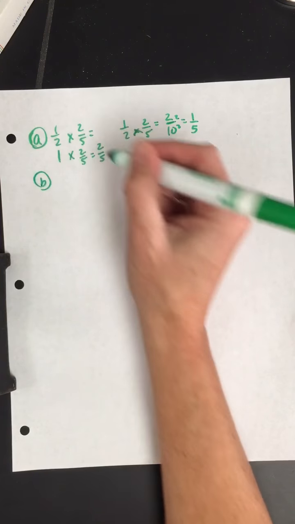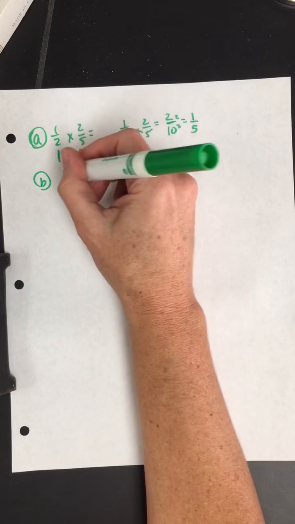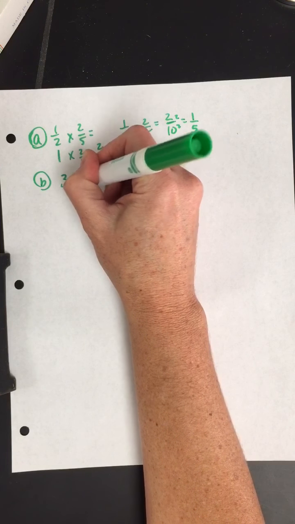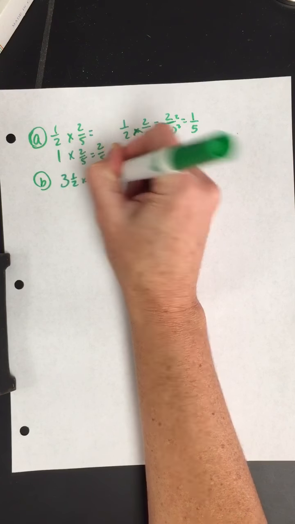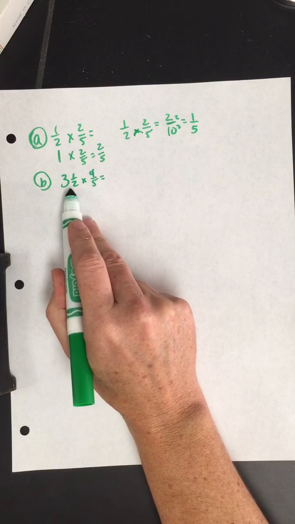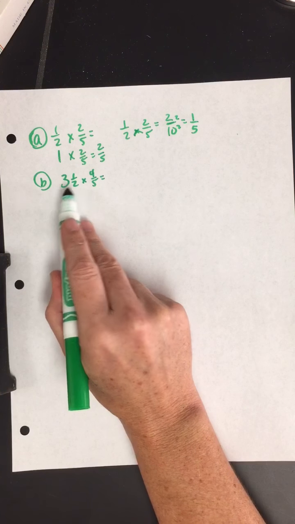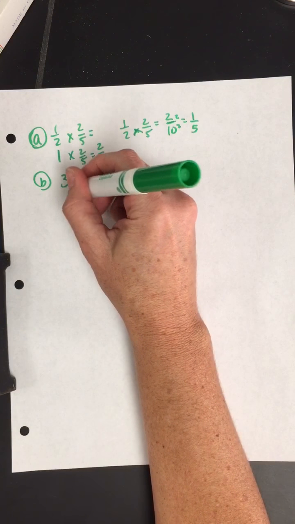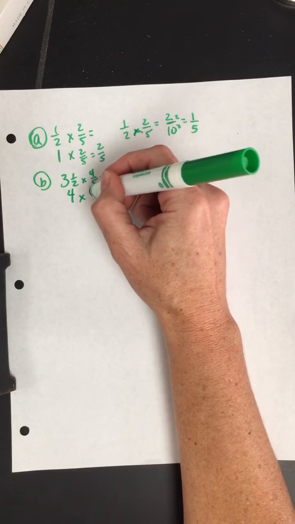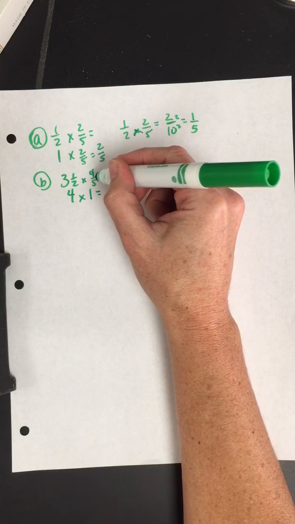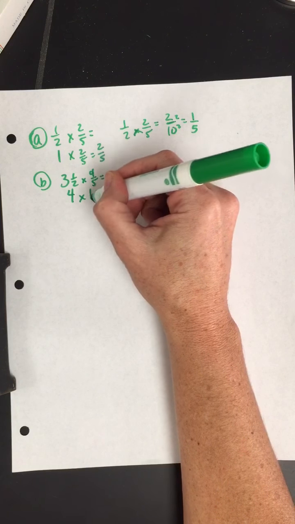B says 3.5 times 4/5. 3.5, we're going to round it, since it's a mixed number, to the closest whole number. So it's either going to be 3 or 4. 3.5, we round up to 4. 4/5 rounds to 1. If it had rounded to 0, we would have left it alone. But since it rounds to 1, we round up.